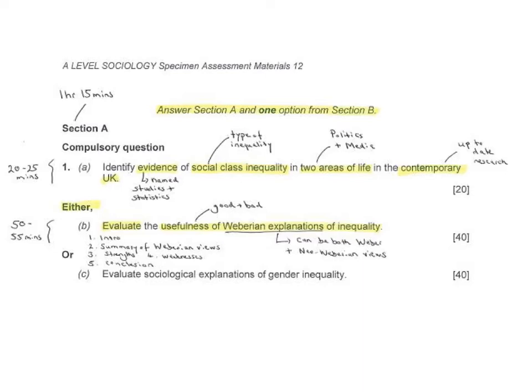Then the question specifies the type of inequality that you need to focus on. In the specimen question, it's social class inequality, and you've got to identify evidence of social class inequality in 2 areas of life. Now, in the revision notes that I've given you to help you prepare for this question, the two areas of life that you need to focus on are politics and the media. The instruction also is to look at the contemporary UK. That means that the evidence that you use in your answer needs to be reasonably up to date. It can't be too historical.